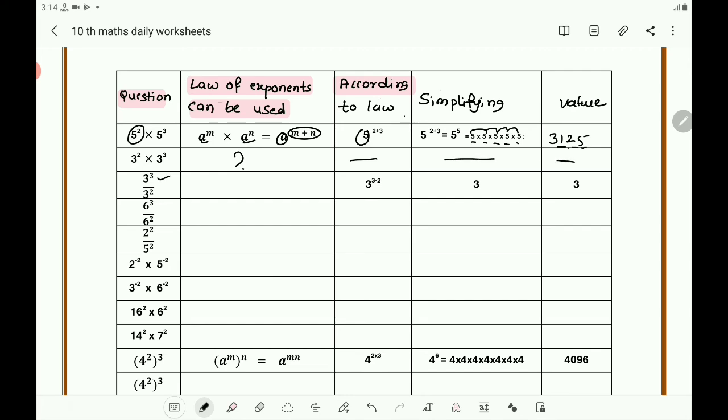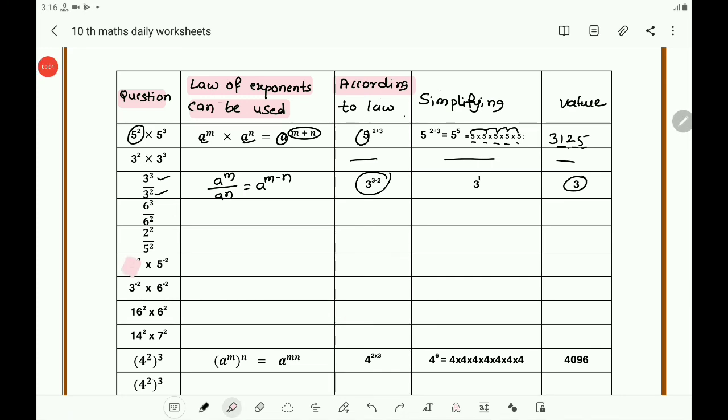Next, 3 power 3 by 3 power 2. Here which law is to be used? You have to use a power m by a power n equals a power m minus n. Then you will get 3 power 3 minus 2, which is 3 power 1. 3 power 1 is equal to 3. Similarly, use the same law here. Here also use the first law.